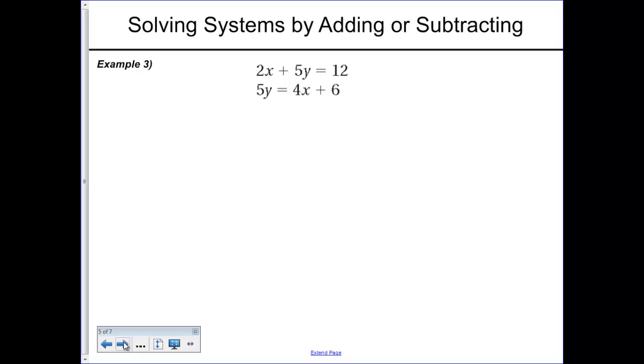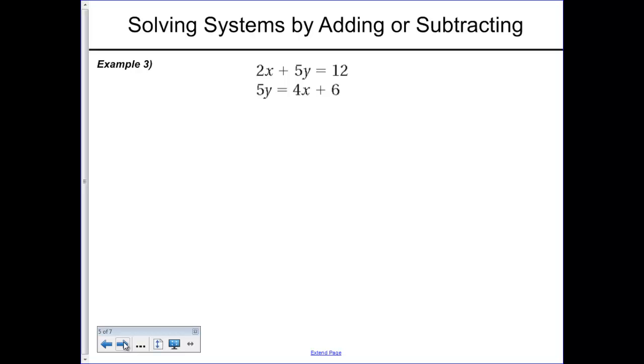Example 3. You'll notice that the y's have a coefficient of 5. The only problem is they're not lined up. So how do we fix that? Well, we have to rewrite one of the equations, or sometimes we have to rewrite both. I'm going to rewrite the bottom one and bring the x over so that the y's will line up.